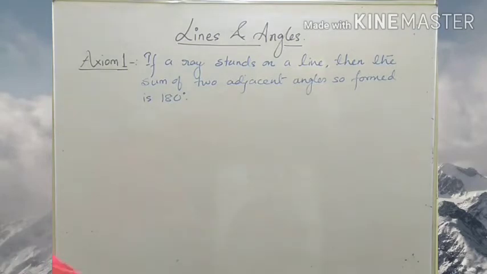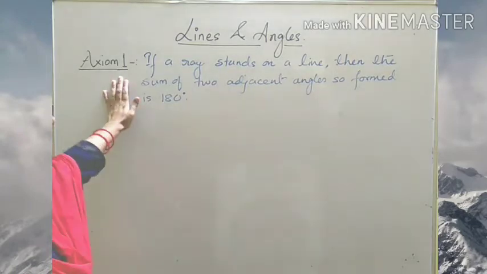Good morning everyone. In the last class we have done the basic definitions of the geometry and today we will start axioms. Now what are the axioms? Axioms are the self-proved statements or they are the universal truth.